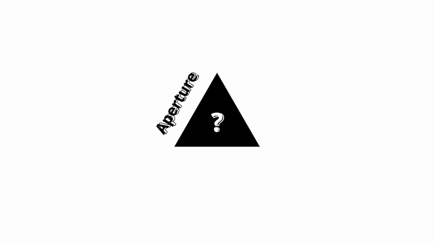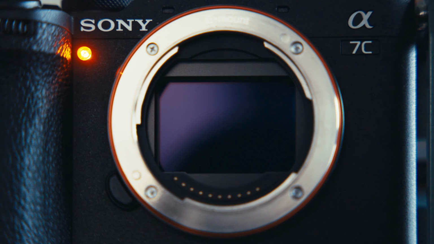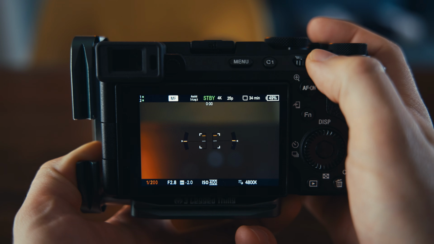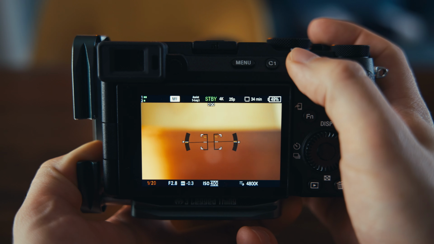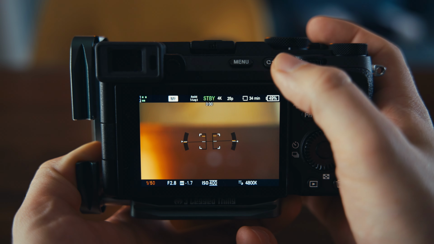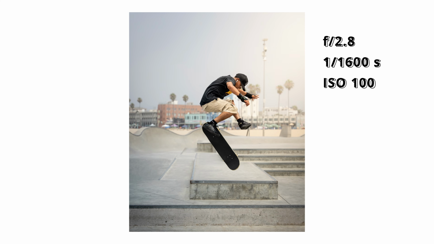Next topic. What is shutter speed? Shutter speed is sort of the gatekeeper of time in your camera. It controls how long the camera sensor is exposed to light. Shutter speed is therefore measured in fractions of a second, and the faster the shutter speed, the shorter the exposure time. Here's a shot captured with a fast shutter speed of 1/1600.